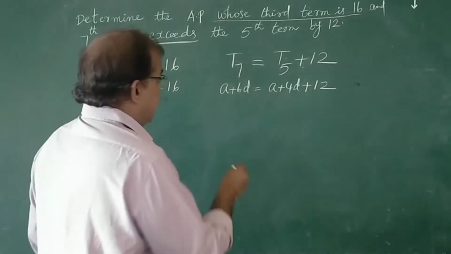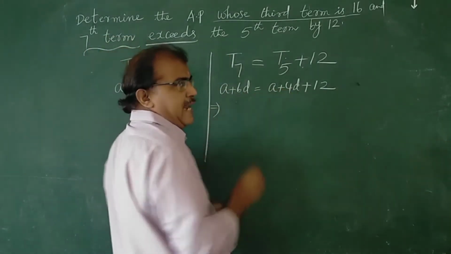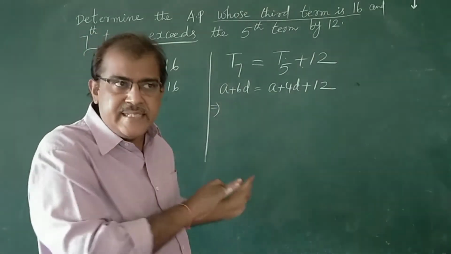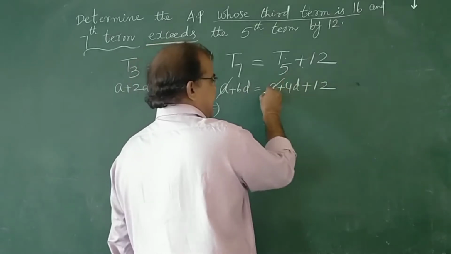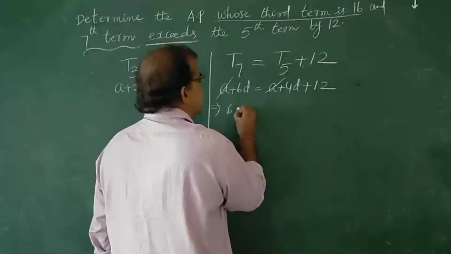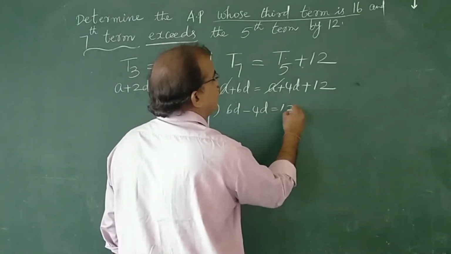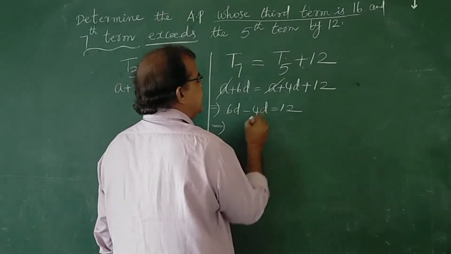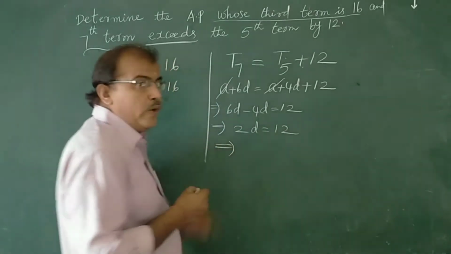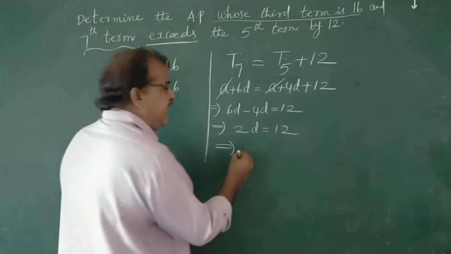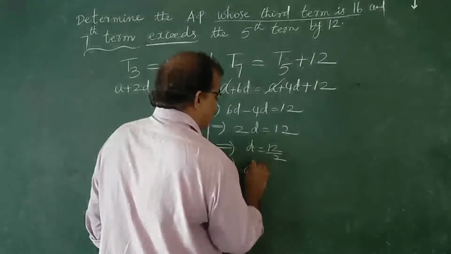Now, from the second equation, a and a will be cancelled. On the left hand side a is there, on the right hand side a is there, so those two are cancelled. Now calculation: 6d, 4d will be transposed, so 6d minus 4d is equal to 12. That implies 2d is equal to 12, so d is equal to 12 by 2. That implies d is equal to 6.